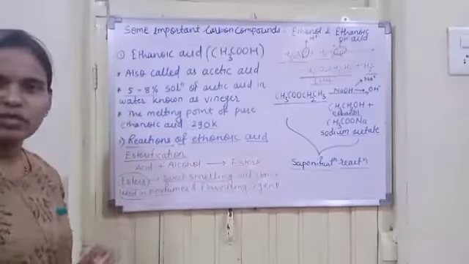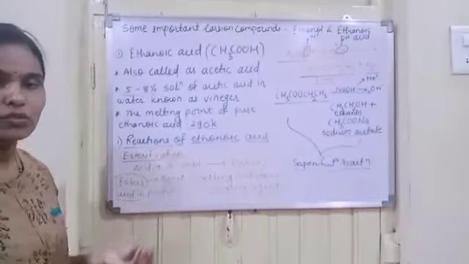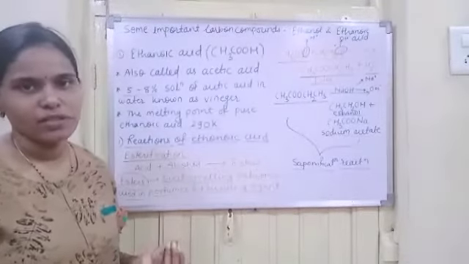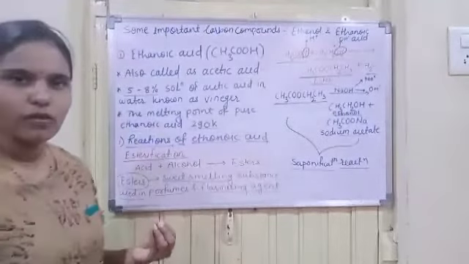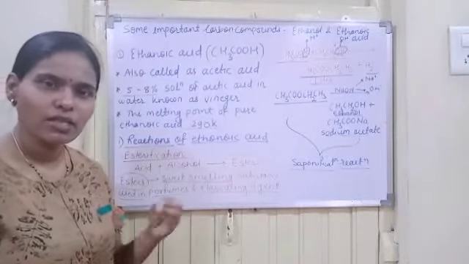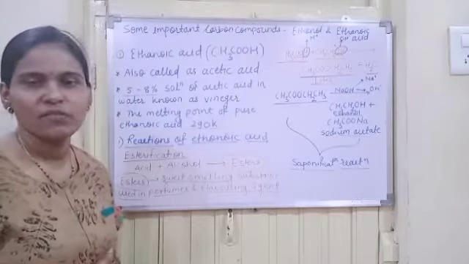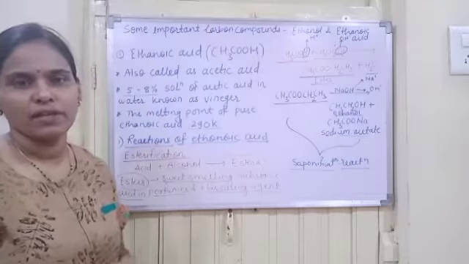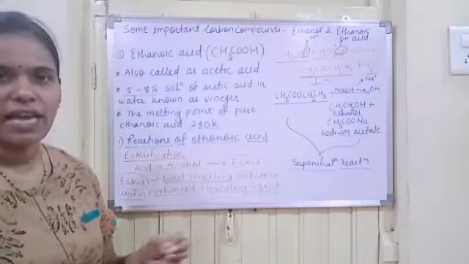Then a 5 to 8% solution of acetic acid in water is known as vinegar. As you know, vinegar can be used as a preservative in pickles, jams, etc. The melting point of pure ethanoic acid is 290 Kelvin, and it therefore often freezes in winter or in cold climate, and that's why it is known as glacial acetic acid.